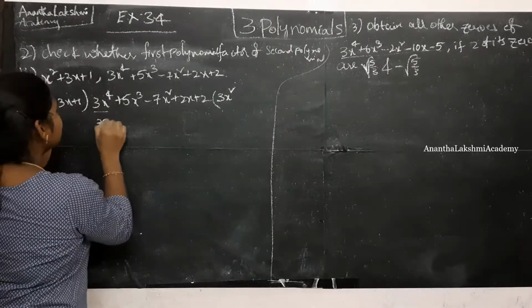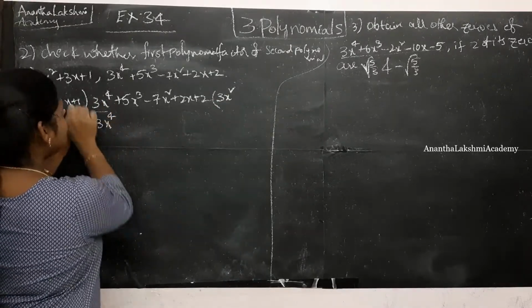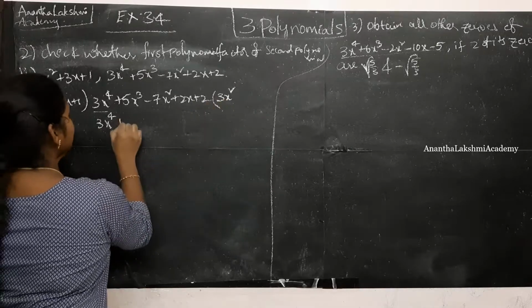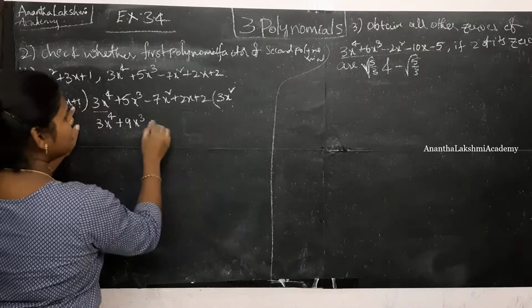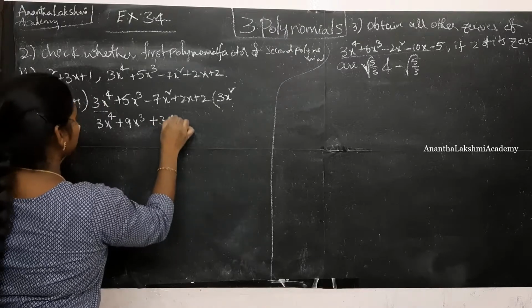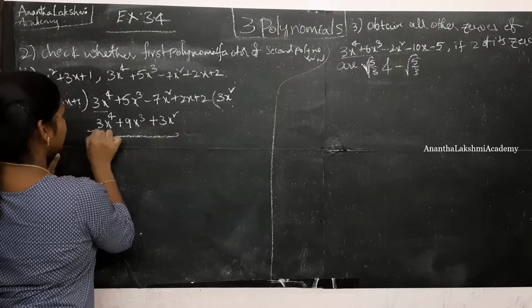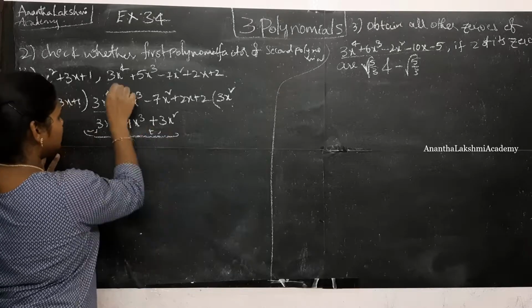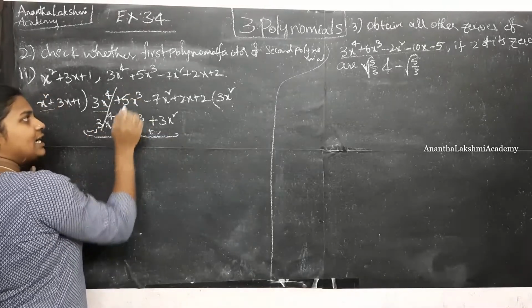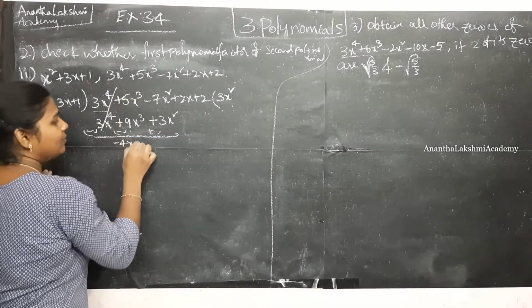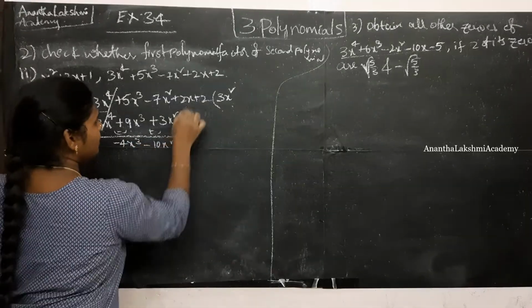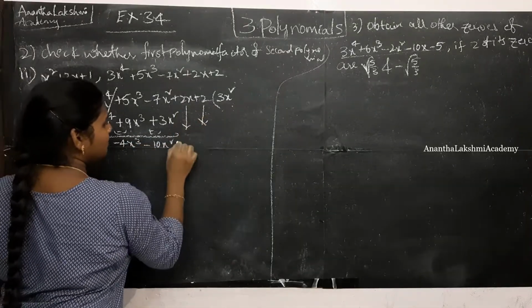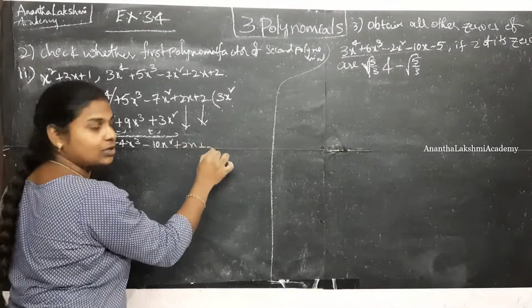So 3x power 4 plus 3x into 3x square is 9x cube plus x into 3x square is 3x square. Sorry, 1 into 3x square. Now the signs get changed. Cancellation. Minus 9 plus 4 is plus 5 is minus 4 and minus 10x square, and this comes down like plus 2x plus 2. Alright.